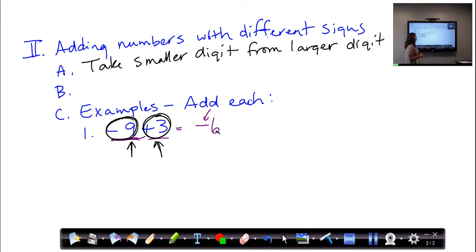Ignoring the signs, completely ignoring the fact that this one's negative and this one's positive, just look at the digits themselves. When I take the 3 from the 9, sure enough, I get a 6. And then notice that this 6 is negative. Well, as I compare the two digits, 9 is bigger and its sign is negative. So what's going to happen is I'm going to take the sign of the larger digit.